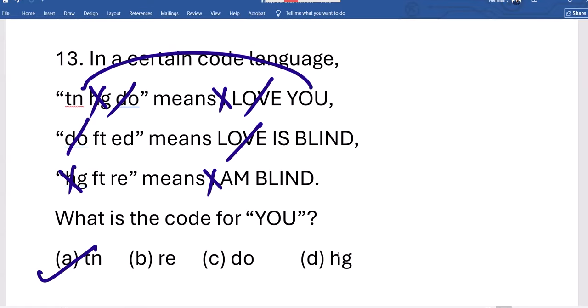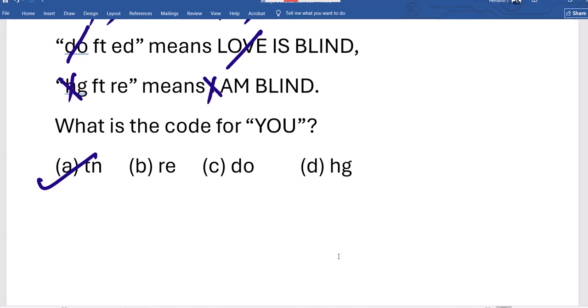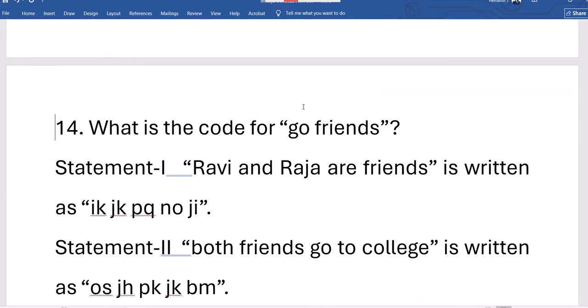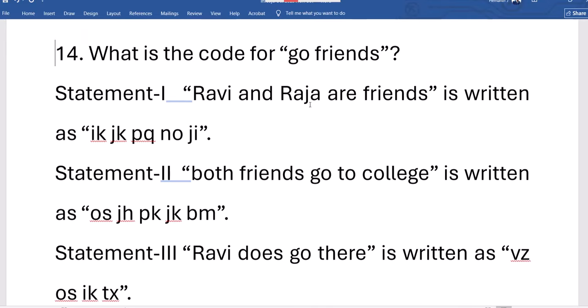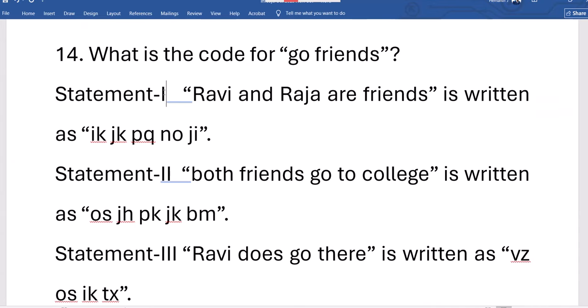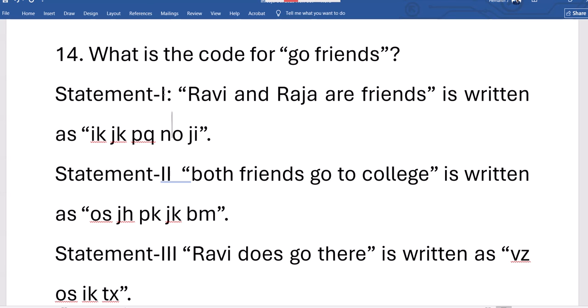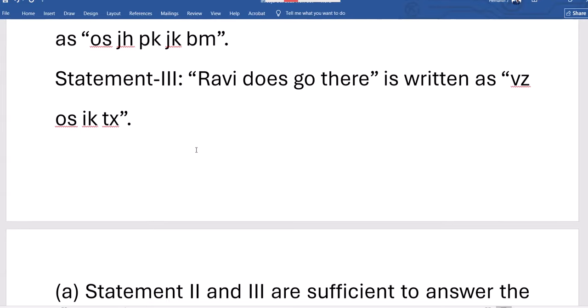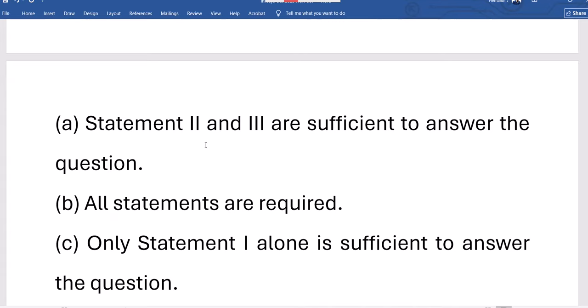First question we started with the same model. There are many questions in this fashion. Now see this again. The question is data sufficiency, but they're asking the same content. You want the code for Go friends. Is one alone sufficient to answer? Two alone, three alone, or two and three, one and three?